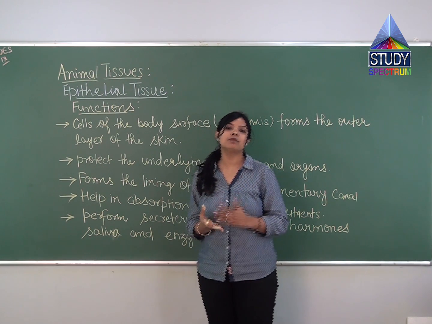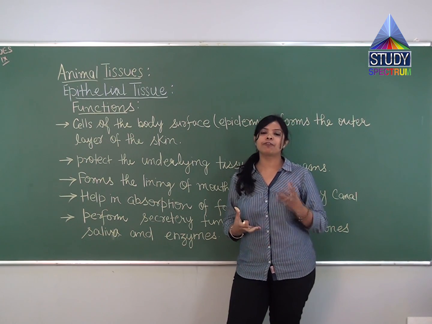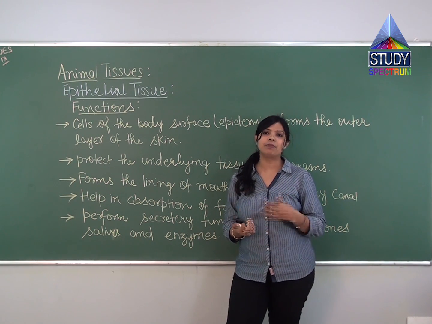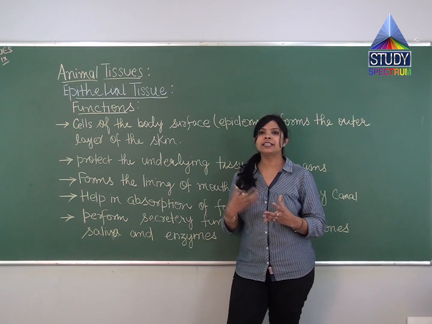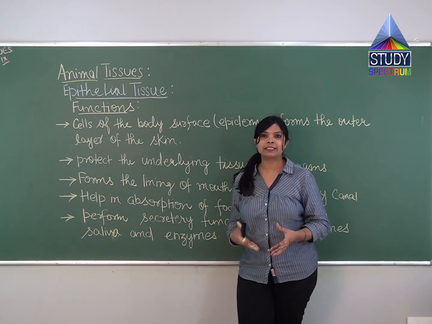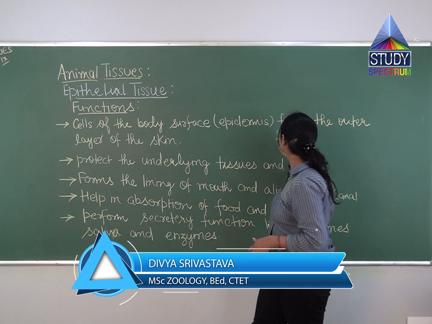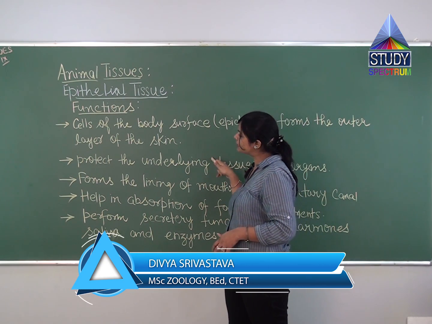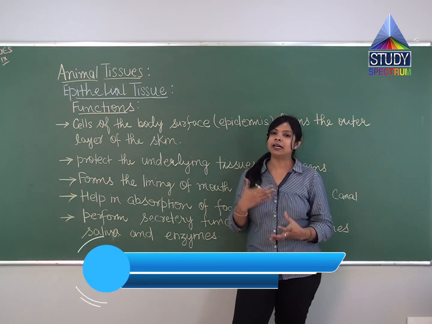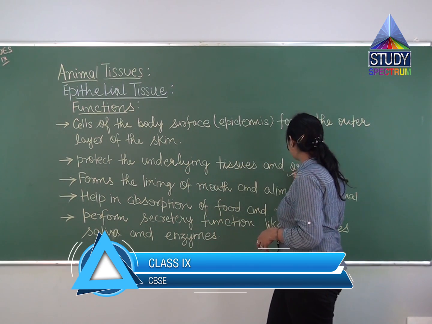Actually it forms the most important tissue of our body because it protects us from various things like different kinds of viral infection, injuries, blood loss, from everything. Although it is a simple tissue, it works as a protective tissue. If you see the cells of the body surface, the epidermis forms the outer layer of the skin. Again, it protects the underlying tissues and organs.